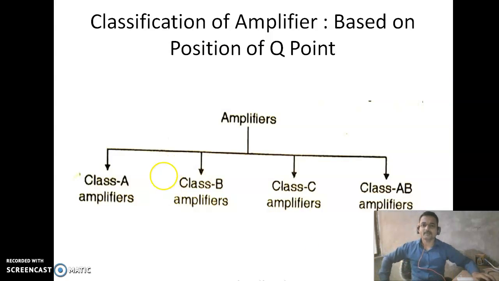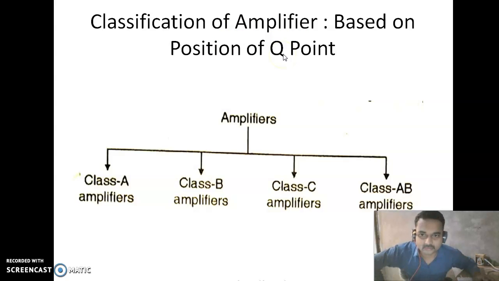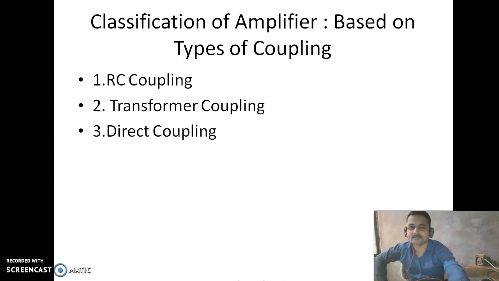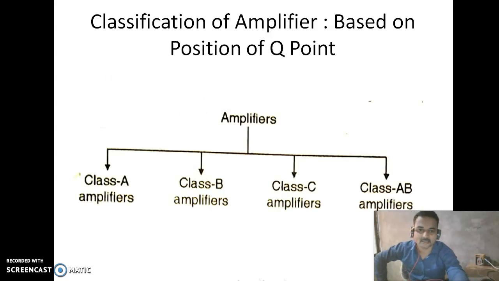So, classification of amplifiers based on the Q point. Q point is called the quiescent point. If the Q point lies at the center of the DC load line, it is called a class A power amplifier. If the Q point lies on the x-axis, it is called a class B power amplifier. A Q point below the x-axis is class C power amplifier, and between the center of the DC load line and the x-axis is called class AB power amplifier. So these are the different amplifiers. What a load line is will be understood later.